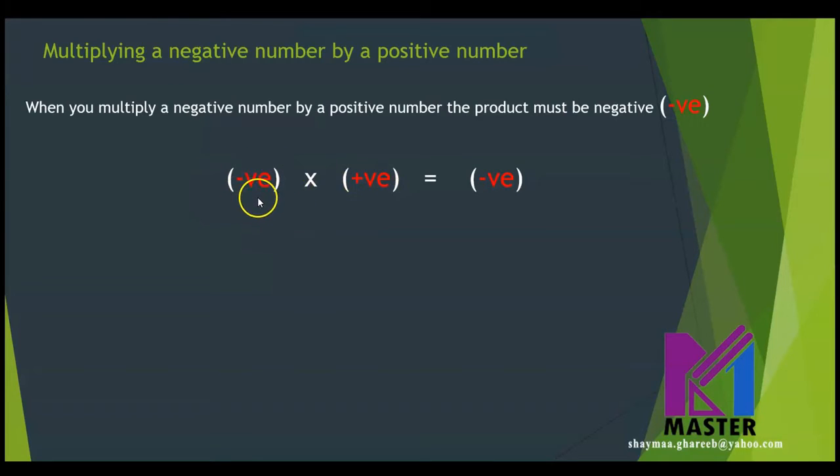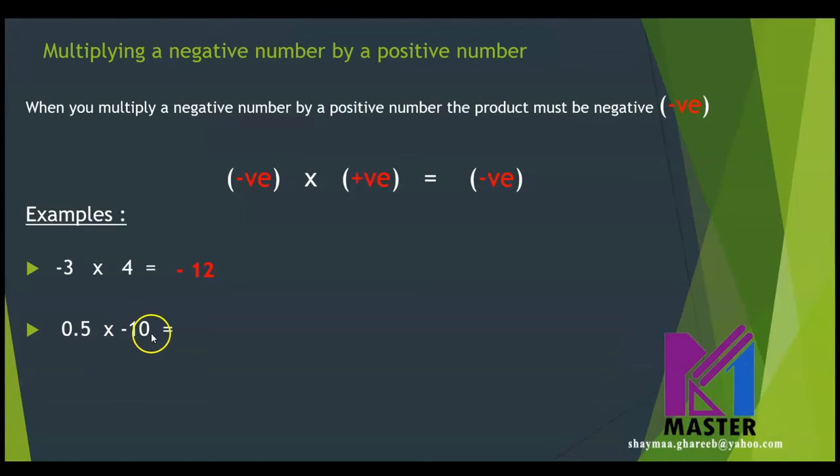So when we have a negative number multiplied by a positive number, the answer is a negative number. Let's see examples. If I have negative 3 times 4, so 3 times 4 is 12, but because I have a negative number multiplied by a positive number, then the answer must be a negative number. So it will be negative 12.